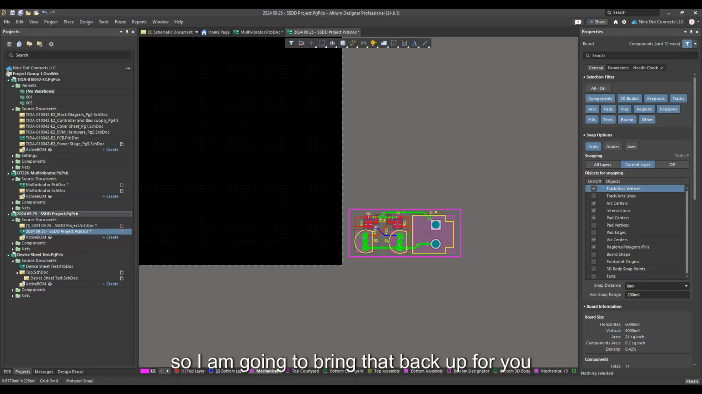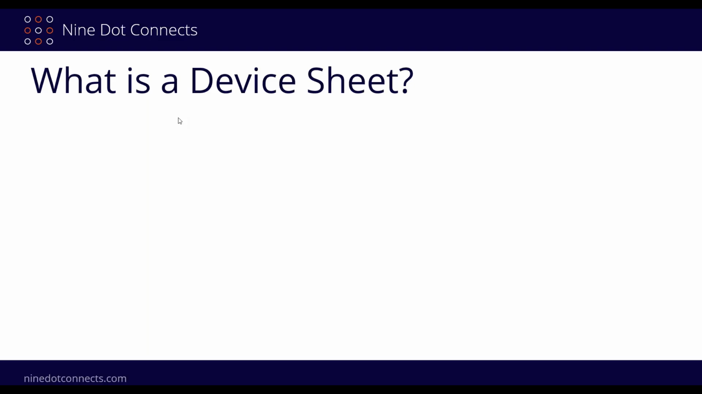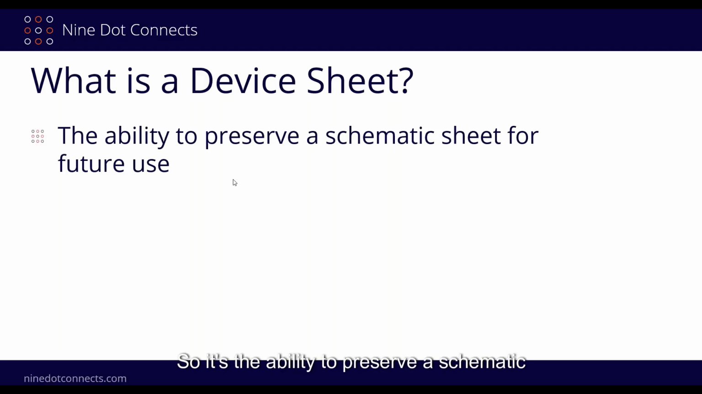So I am going to bring that back up for you guys to see here. Let's talk about what a device sheet is first of all, because it seems like a lot of people do know it, but for those who are new to it, what is it? Because you've talked about it, but you've probably never really seen it, but yet at the same time, you've probably been looking at one the whole time. So it's the ability to preserve a schematic sheet for future use. So let's say you put together a really cool voltage regulator and you're saying like, I want everybody to use this one in the future.